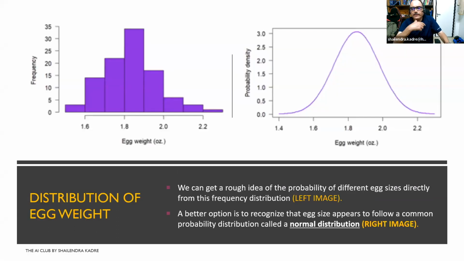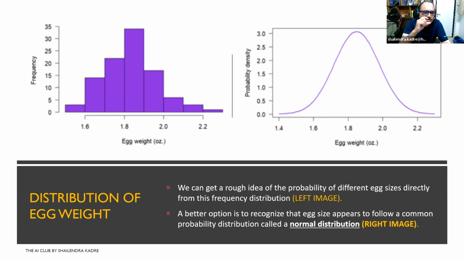Like here, you see, I'm having, say, a large number of eggs, maybe 1,000 eggs, and randomly I'm measuring their weights. Okay, so now you see the left-hand diagram, which is a kind of bar chart.